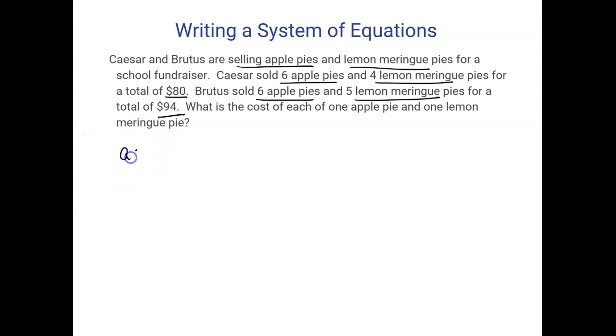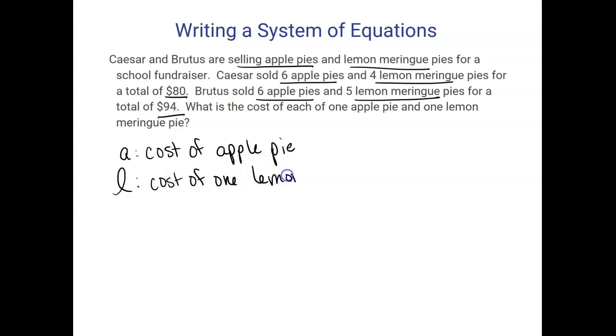Well, I'm going to use A for the cost of apple pie. Always start by identifying your variables because that's what I want to know about. I like to use a cursive L for my variables. When I use a regular L, it tends to look like a 1 and then I get myself confused. So L is going to stand for the cost of 1 lemon meringue pie. So I'm going to use that to write my equations.